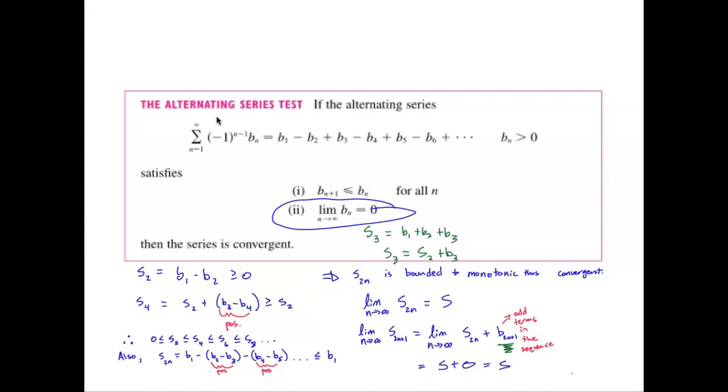Good, so now I've shown that the even partial sums go to S and the odd partial sums go to S, meaning the overall series has to converge to S, right? So that's it. We've proven that the series will converge to S if these two conditions are true. All right, so let's use this.